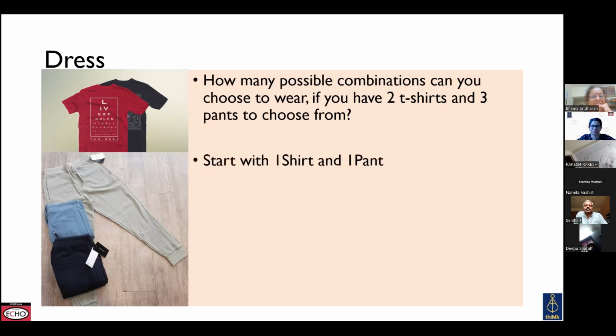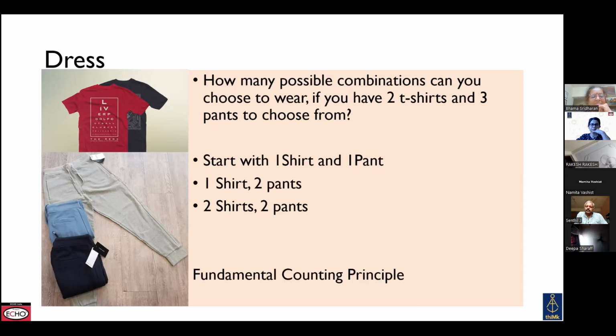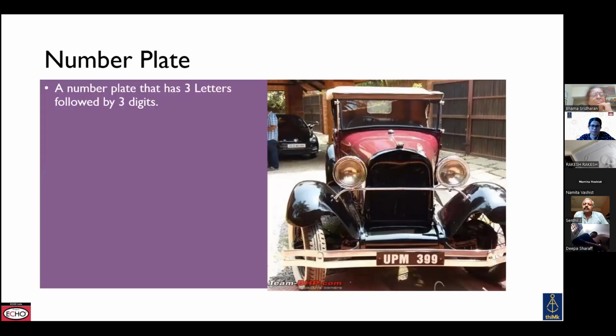So that's the basic fundamental counting principle. You can start with 1 shirt and 2 pants, 2 shirts and 2 pants, 3 shirts and 3 pants, and build on it so that children can actually understand by listing them down. Listing them down is very, very important at this stage.